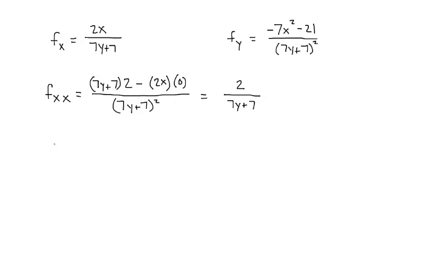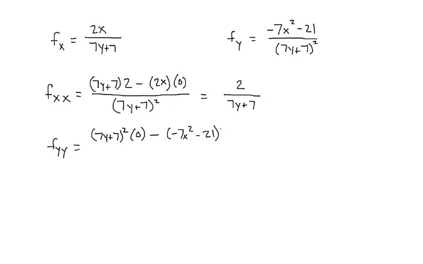And now let's take a look at f of yy. So we're going to start with the partial with respect to y, and then we're going to take the derivative with respect to y. So we have 7y plus 7 squared times the derivative of the numerator with respect to y. And here, negative 7x squared minus 21 is all treated like a constant with respect to y, so it's times 0, minus negative 7x squared minus 21 times the derivative of the denominator with respect to y.